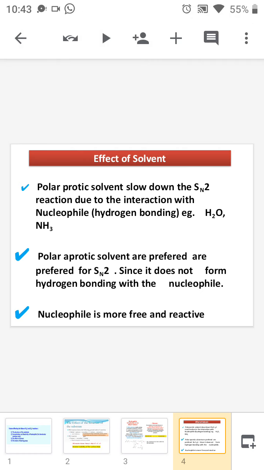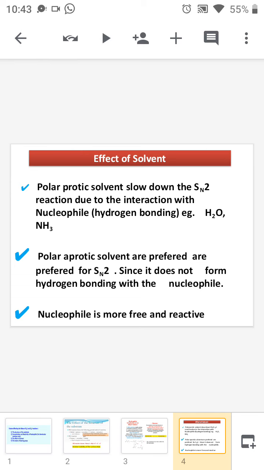That's why the SN2 reaction prefers aprotic solvents, polar aprotic solvent. It does not cause any solvation effect on the nucleophile or the alkyl halide. And the nucleophile is more free in polar aprotic solvent and it is more reactive. That's why the SN2 reaction prefers polar aprotic solvent.